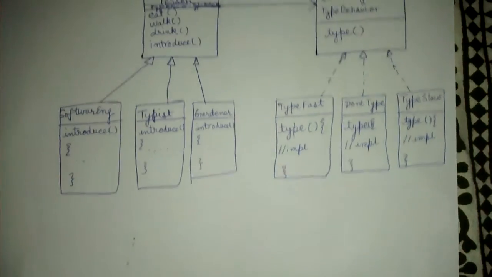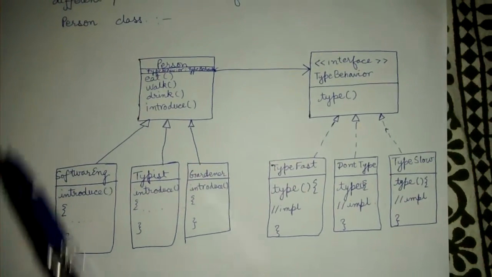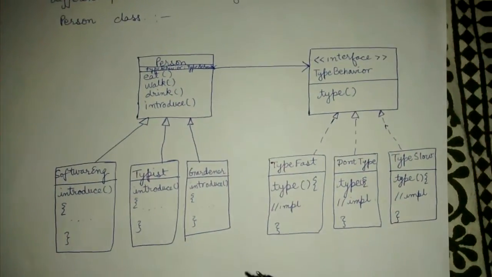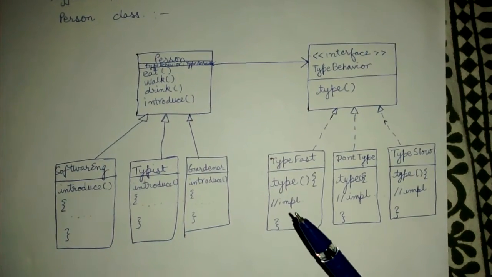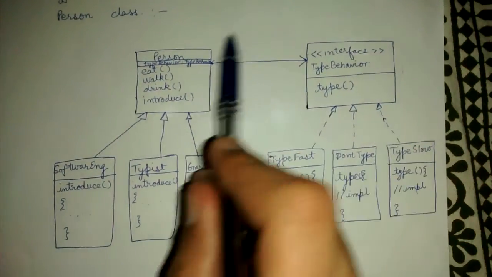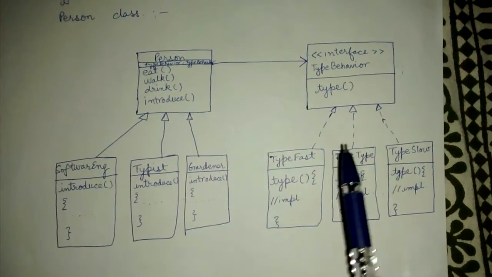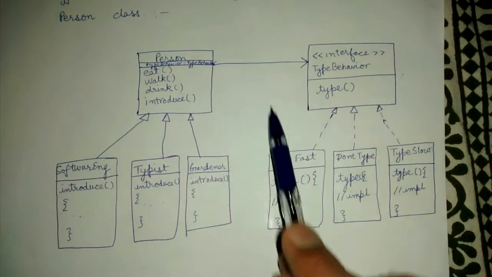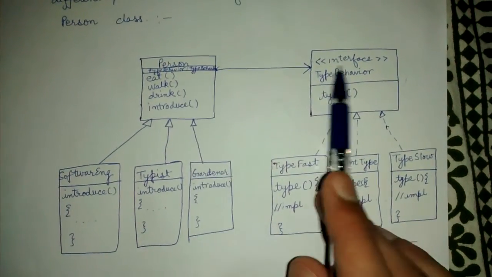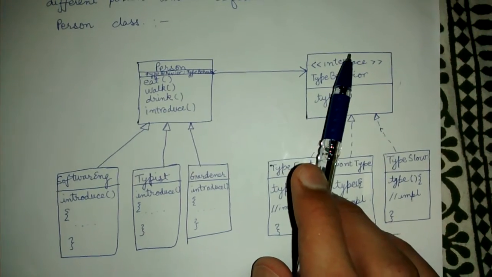So this is the overview of the class diagram of our strategy pattern. So this is the strategy pattern. So the strategy is defined on runtime, what strategies to be used.